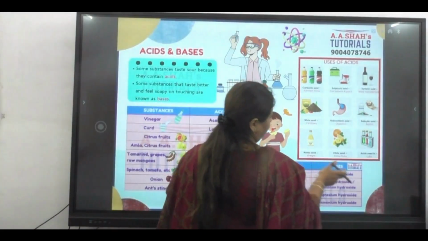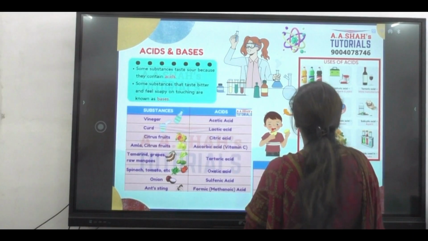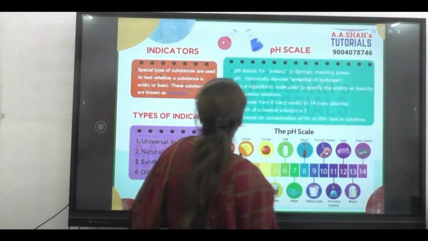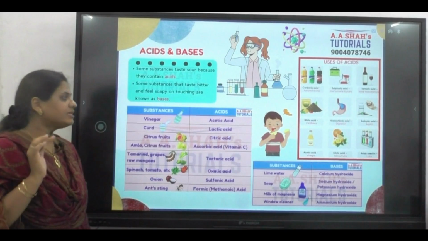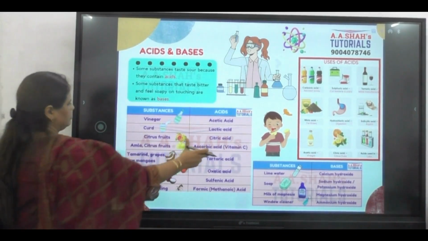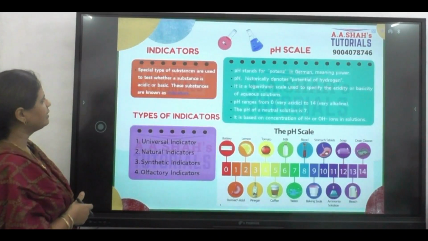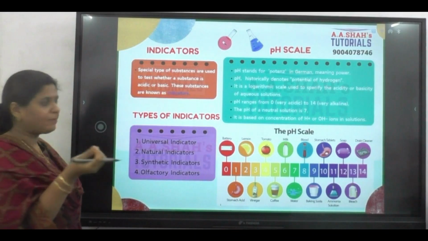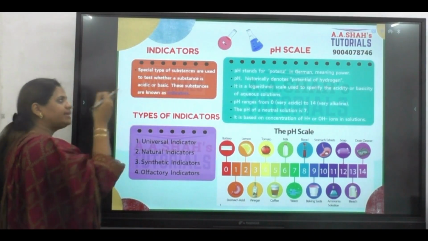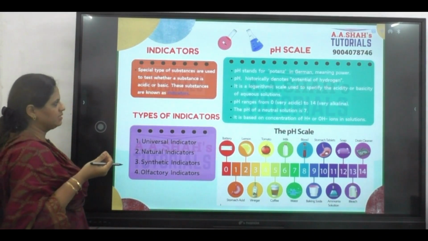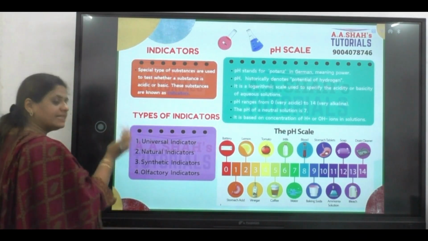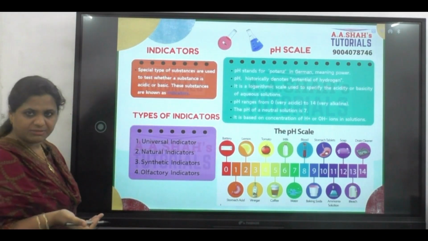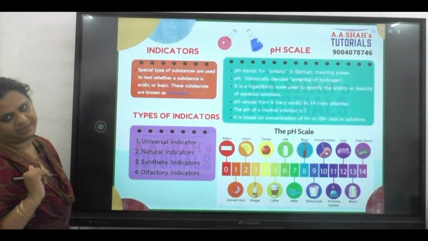Next we come to the next slide, which is about indicators. How do you find whether a substance is an acid or a base? So there are indicators for it. What are indicators? These are special types of substances which are used to test whether a substance is an acid or base. There are natural indicators, there are synthetic, meaning artificial indicators which are created, and there are olfactory indicators also.